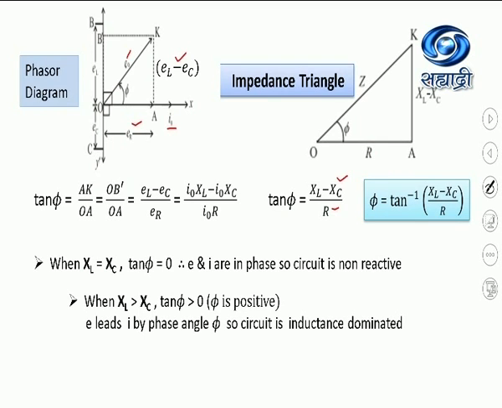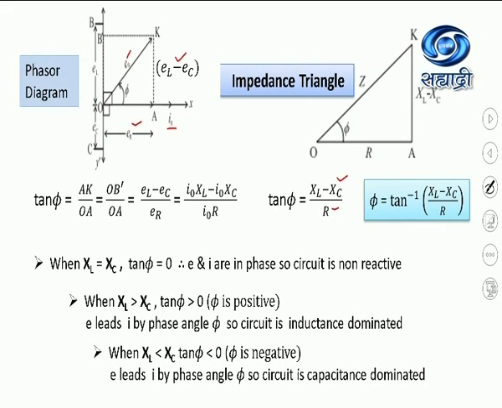When XL is greater than XC, then tan phi is greater than 0. And tan phi greater than 0 means phi is positive. So EMF leads the current by phase angle of phi. So the circuit is inductance dominated, meaning effectively the circuit will be an inductive circuit.